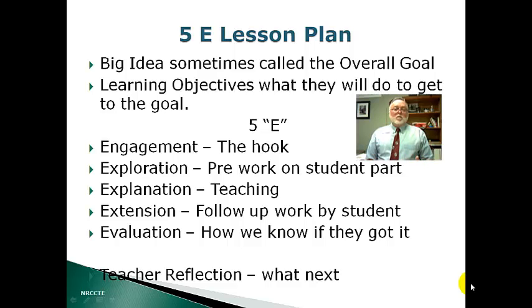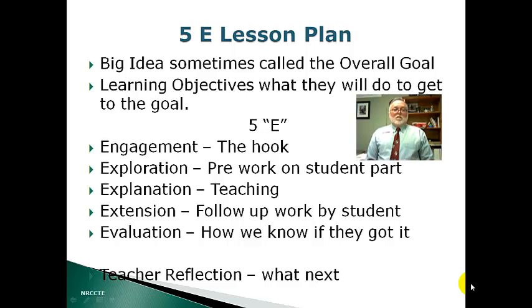Then you have the exploration. This is some sort of pre-work on the student's part. That could be as simple as they have some pre-reading that they have to do, or they have to look up information on the internet, or they have to gather materials to work with within the class. So that's the exploration. Then you come to the explanation part. This is the teaching part, where the teacher gets involved and they use what the pre-work or the exploration has gathered, and then give direction and focus to what's going to be happening.